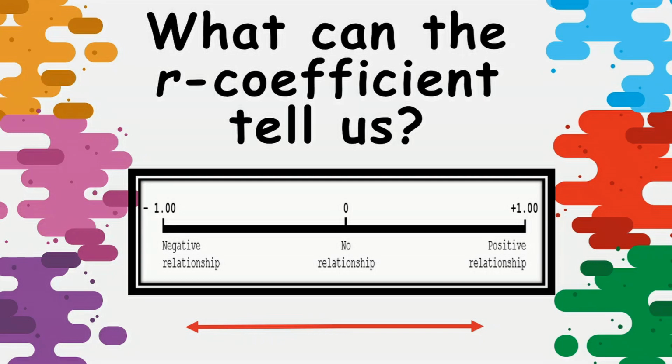Okay, so what can the R coefficient tell us? Well, an R coefficient tells us the direction of a relationship and the strength of a relationship. So if we have an R coefficient that's a positive 0.5, that's going to tell us that it is a positive relationship. If we have an R coefficient that's a negative 0.5, it's going to be a negative relationship. And the farther out we go, closer to 1, the stronger the relationship. So we have weak or no relationships right here around 0. And as we get out farther, we have a stronger relationship. We have moderate relationship, very strong relationship.